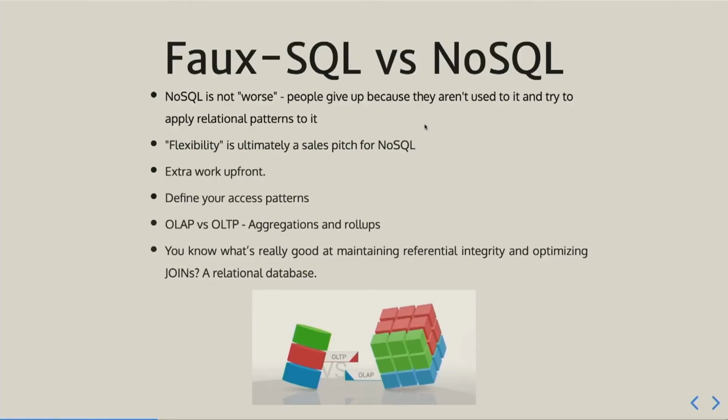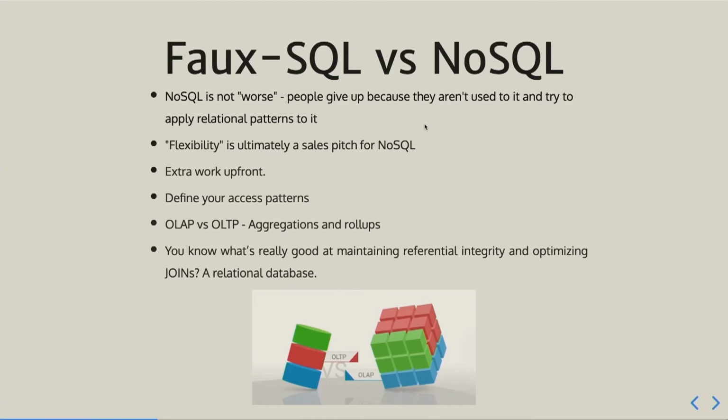So one thing that is very, very common for people who are making transitions from relational databases to NoSQL is they try and apply what's known sometimes as faux SQL. And that's they try and apply relational patterns to data in NoSQL databases. And that doesn't work very well, and it certainly doesn't scale.